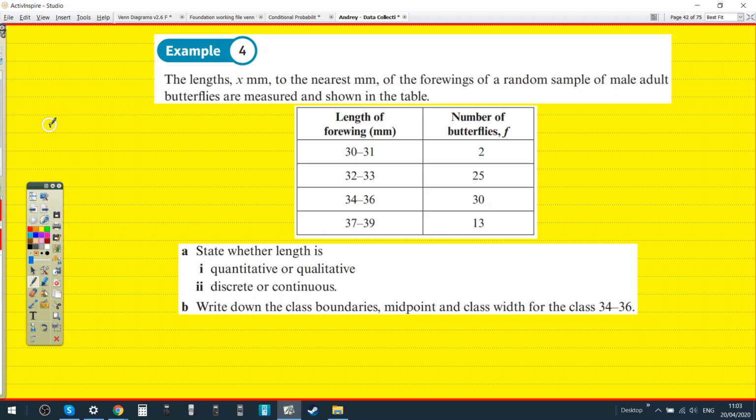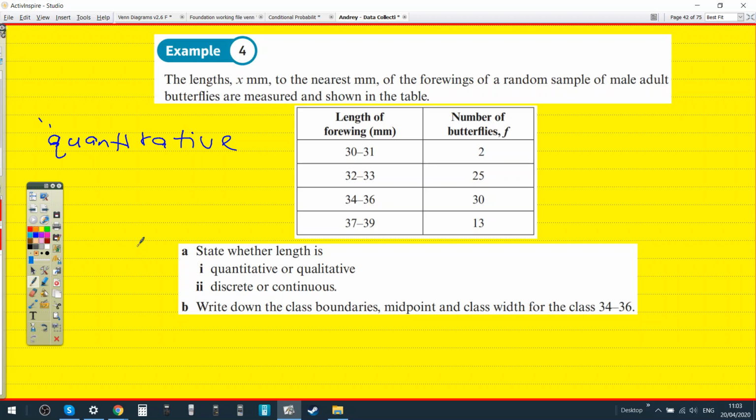Length. So length is discrete or continuous? So can it be measured more closely, or is that just what it is? It can be measured more closely. Actually, isn't it? I'm not really sure.